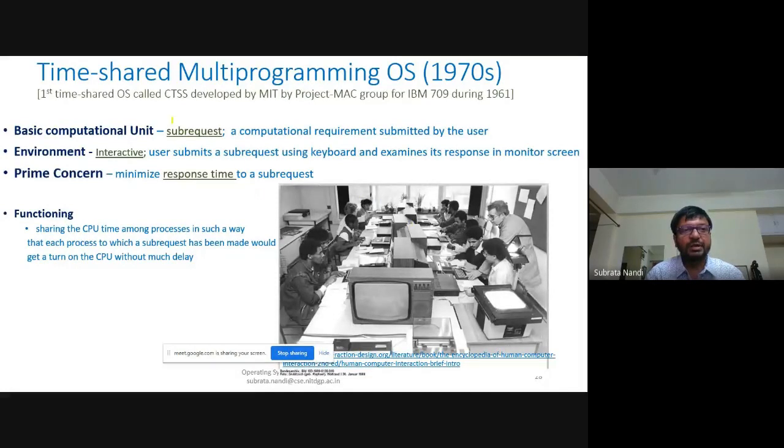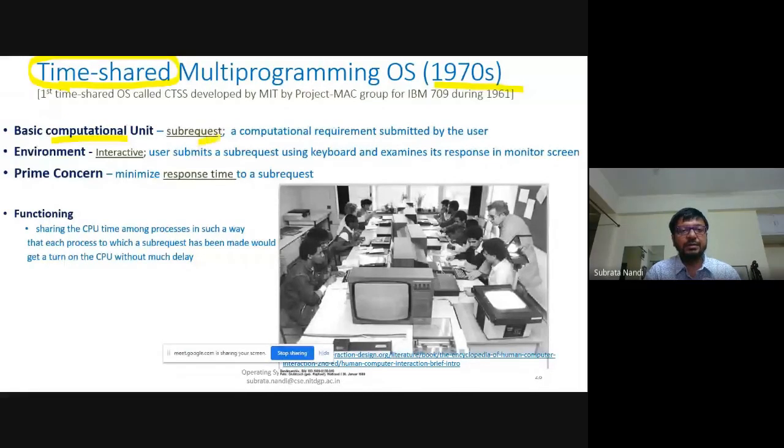So we have a different type of OS which is called time shared multiprogramming, and it evolved in the early 1970s. The first time shared OS was written as part of MIT project MAC, in the MAC group, and they developed an OS called CTSS for the IBM 709 during 1961, so in the late 60s again. In the 70s, a lot of time share multiprogramming operating systems came into existence. So here the basic difference is that the basic computational unit is no longer a job.